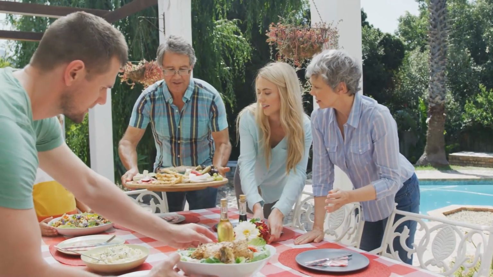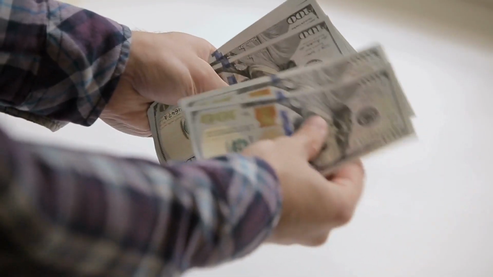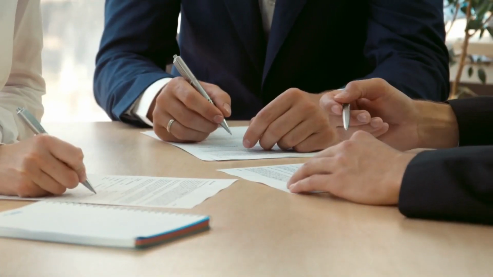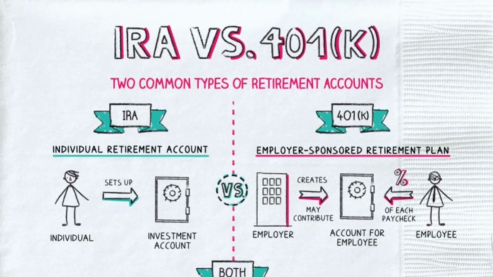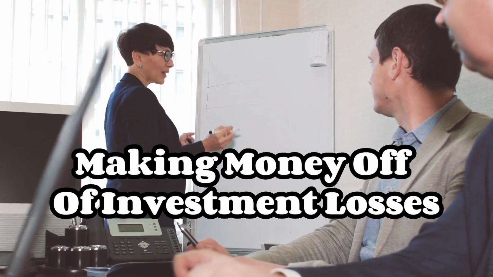Additionally, if you are 55 years of age or older, you may contribute an additional $1,000 on top of the existing cap. The money you invest in an HSA is income that the IRS cannot tax you on, just like a standard IRA or 401k. Making money off of investment losses.